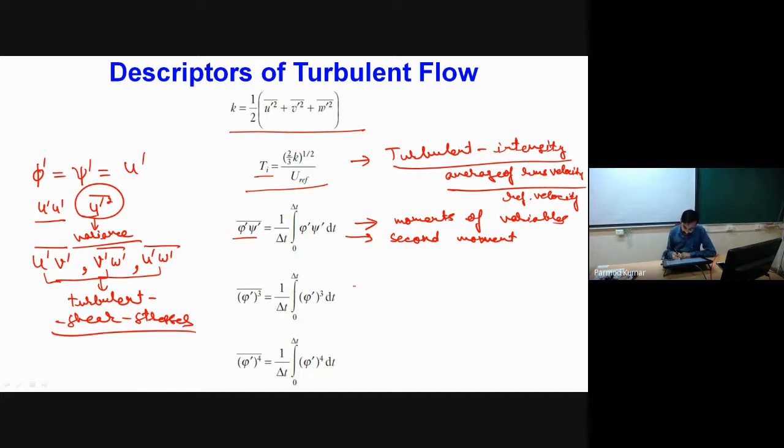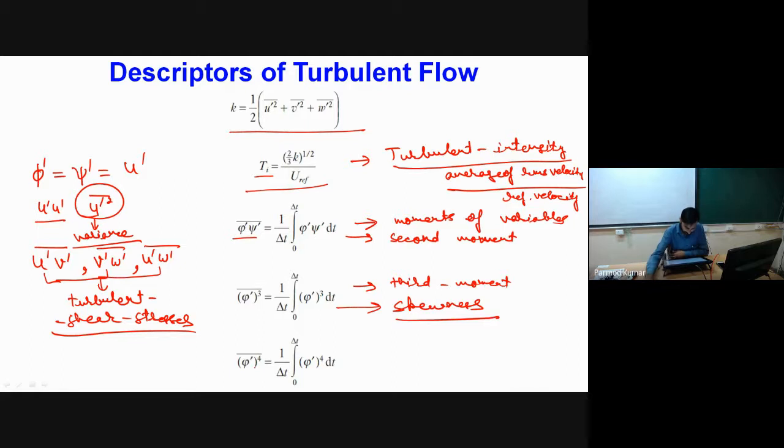Then if we take the third moment of a variable phi, that will become phi dash power 3, and this is similar to skewness in statistics. So it will represent how asymmetric our spectrum is. Okay. Then if we take the fourth power, the fourth moment, it becomes our kurtosis. It shows how much peakedness our spectrum has.